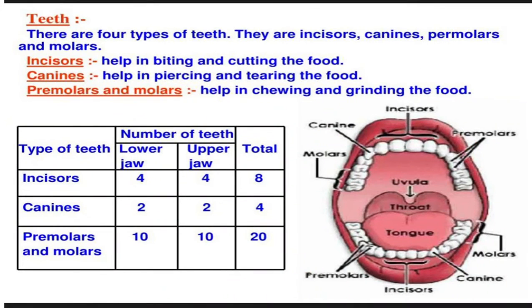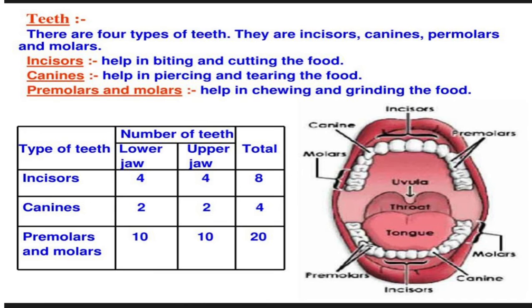And we are going to see the main part, that is teeth. There are 4 types of teeth: incisors, canines, premolars and molars. Incisors help in biting and cutting. Canines help in piercing and tearing the food. Premolars and molars help in chewing and grinding the food.